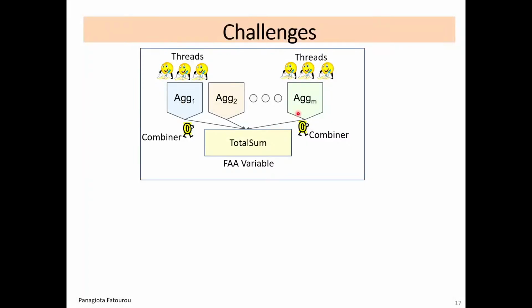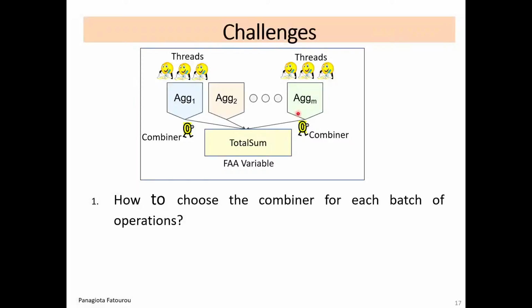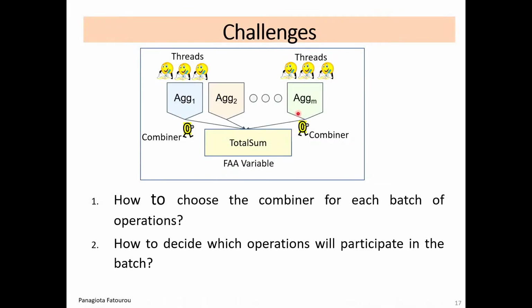Now, this scheme may seem simple, but it's not so simple, and it has a lot of challenges that we need to address. One challenge is how to choose the combiner for each batch of operations. Another challenge is how to decide which operations will participate in the batch. And what is a batch now? The threads come and do a fetch and add, but when they finish, they are going to come again, right? So the combiner cannot wait forever. At some point, it has to close the current batch.